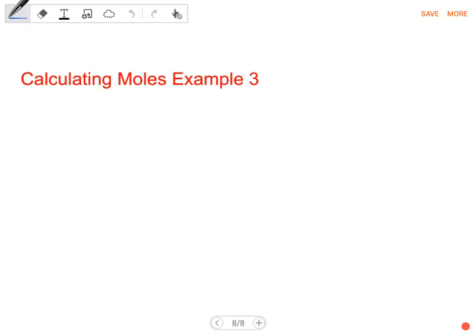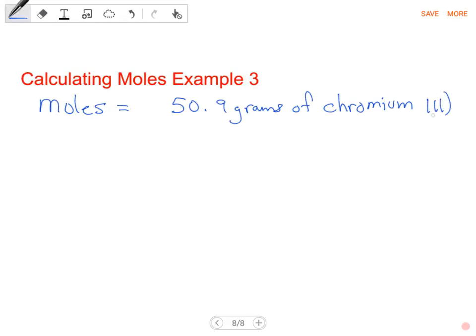One more if you want to see it. Okay, we want moles. And I'm going to try to make this one a little bit trickier. Okay, we'll go find the moles. We're going to have 50.9 grams of chromium(III) sulfate. All right, so n equals m over M.